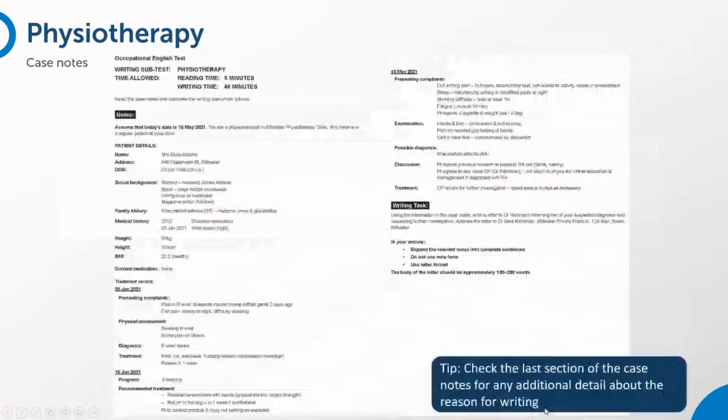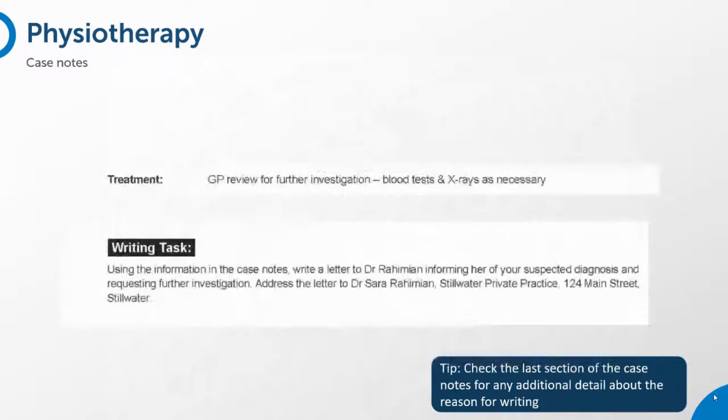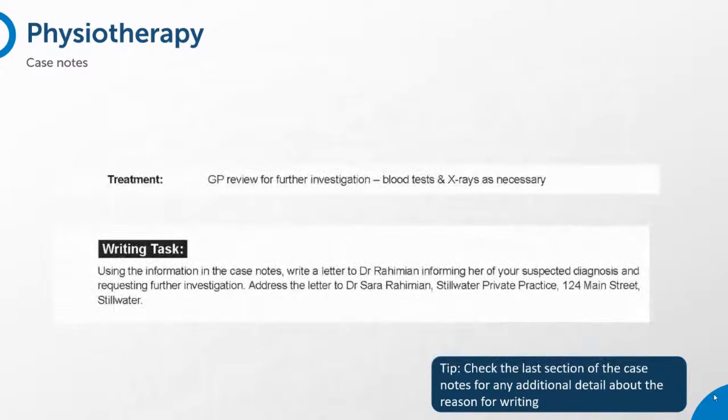Another tip is that it's also a good idea to check the last section of case notes to see if there's any additional detail provided about the reason for writing. So from the final section, which is called treatment, we can find more details about the further investigation request in the writing task, which is to specifically request blood tests and x-rays as necessary.